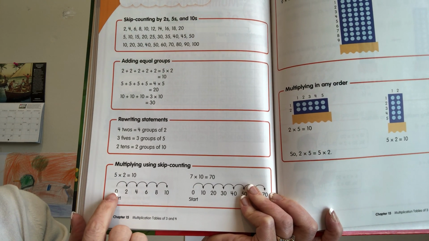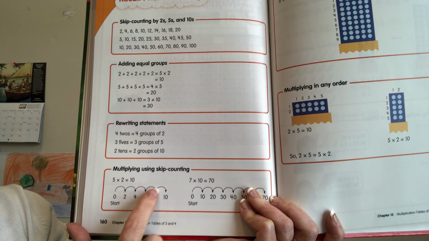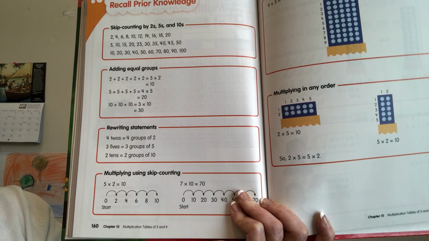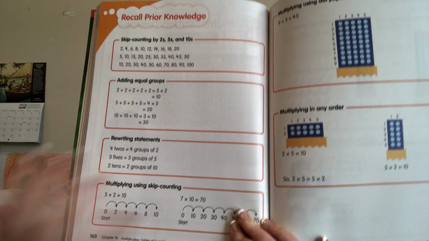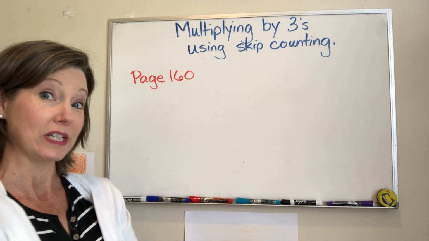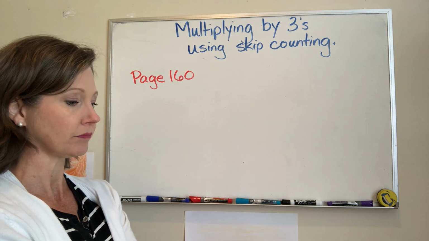5 times 2, you would go 2, 4, 6, 8, 10. You would do that 5 times. 1 bounce, 2, 3, 4, 5 bounces gets you to the answer 10. All right, we're going to use this same kind of concept. Please turn with me to page 166 in your book.